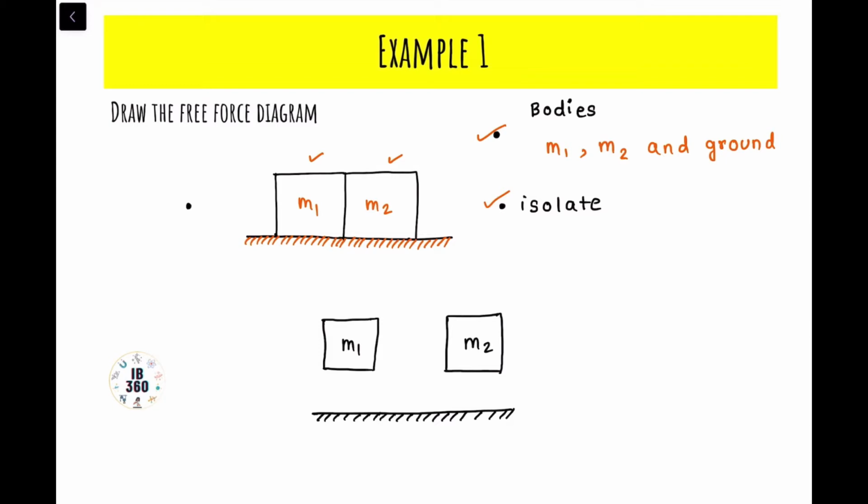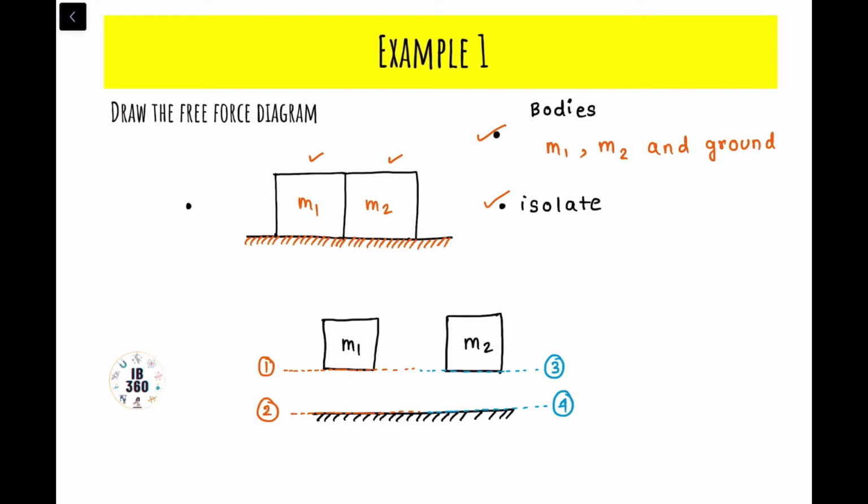We have to identify which surfaces are in contact. The lowermost surface of mass M1 is in contact with the uppermost surface of the ground, so surface 1 and surface 2 are in contact. Similarly, the lowermost surface of M2 is in contact with the uppermost surface of the ground, because both M1 and M2 are sitting on the ground. So surface 3 and surface 4 are also in contact.